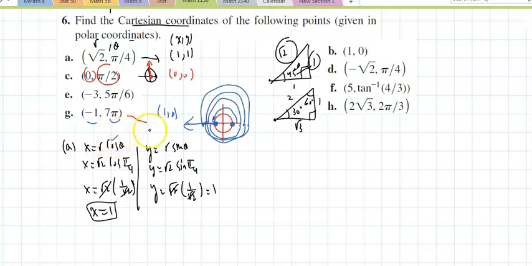I could use the formulas, of course, that will work, but this is much easier. I could also take 7 pi and subtract 2 pi, because you could do that anytime, finding coterminal angles.